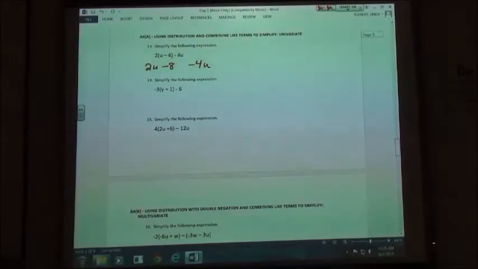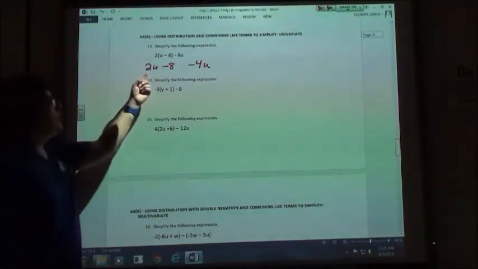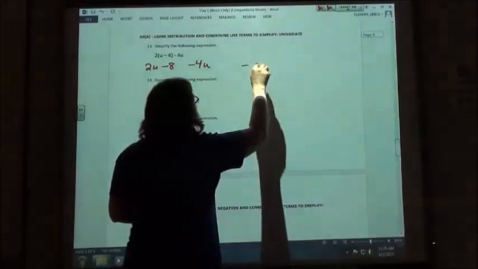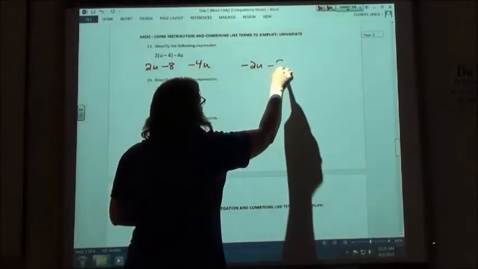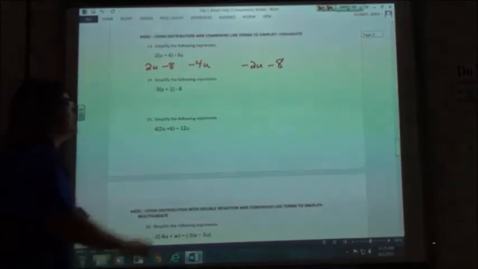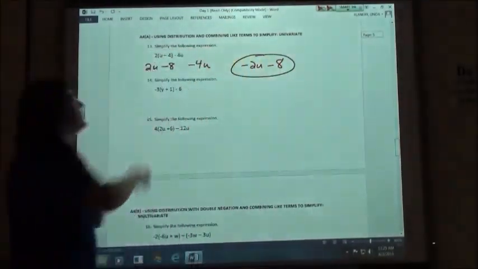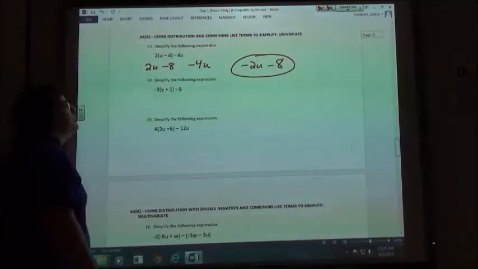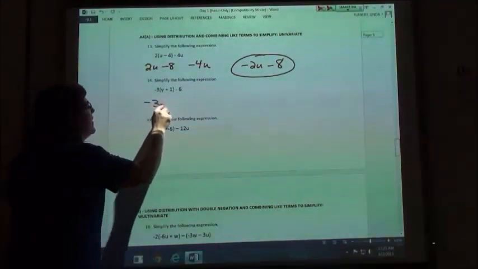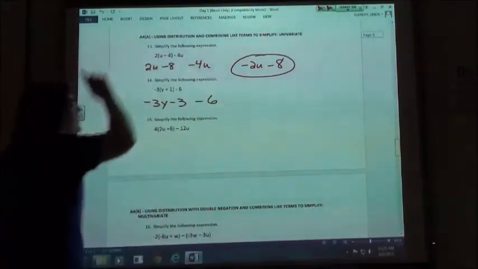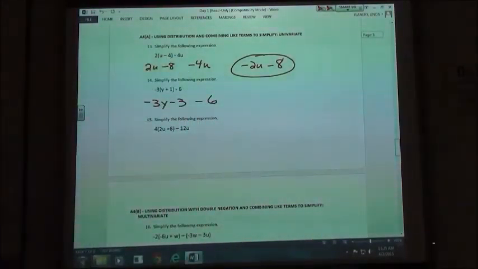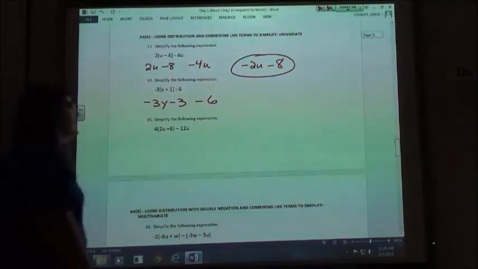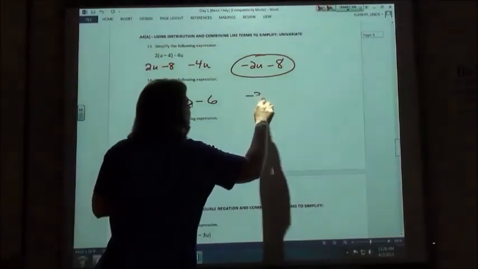And then you had to combine your like terms. 2u minus 4u would be negative 2u. The 8 didn't have anybody to combine with, so you got negative 2u minus 8 for your answer. So number 14, if we get rid of our parentheses, we're going to have negative 3y minus 3. We bring down the minus 6 and then combine our like terms, so our answer would be negative 3y minus 9.